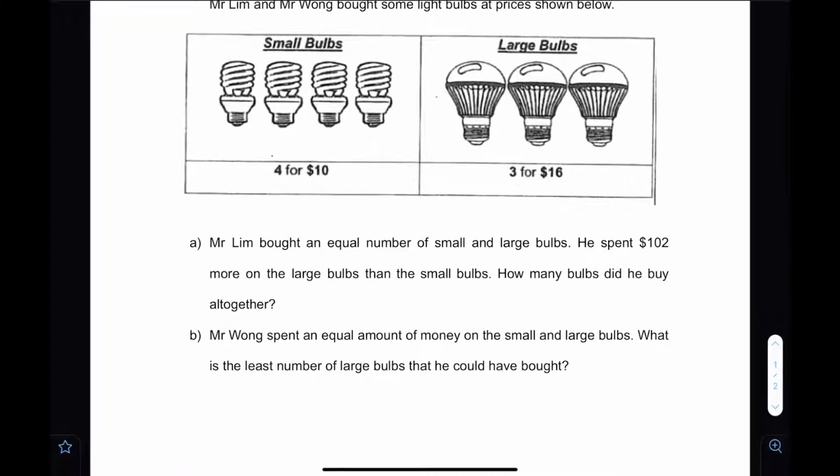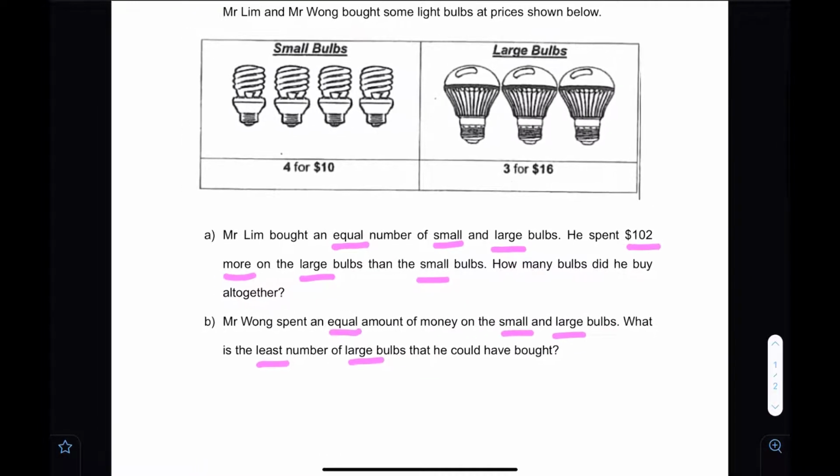Large bulbs, 3 for $16. Mr. Lim bought an equal number of small and large bulbs. He spent $102 more on the large bulbs than the small bulbs. How many bulbs did he buy altogether? That's part A. Part B, Mr. Wong spent an equal amount of money. So it's still equal, but for Mr. Wong, he spent an equal amount of money on the small and large bulb. What is the least number of large bulbs that he could have bought?